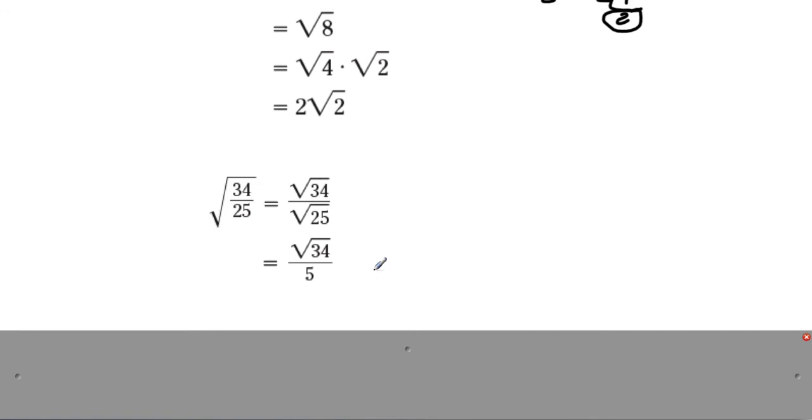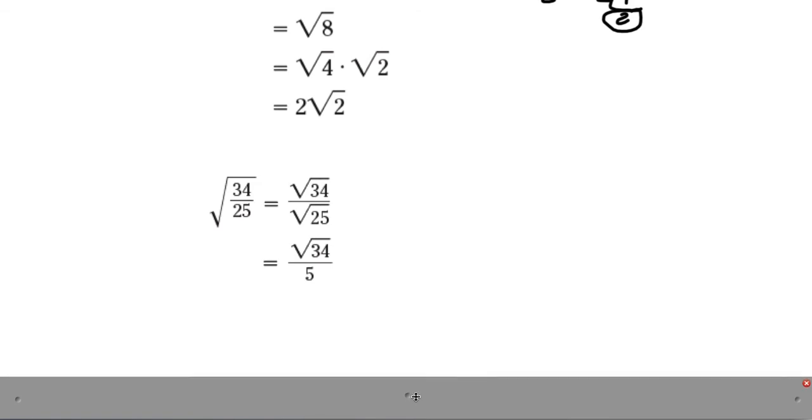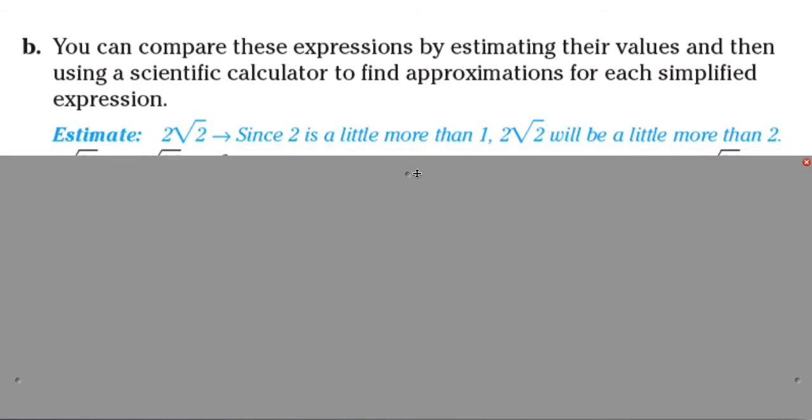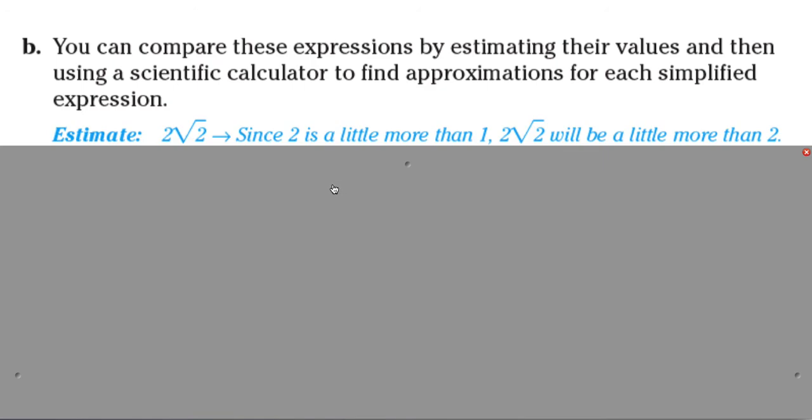So in letter B, we want to compare the expressions using greater than, less than, or equal to. We can compare these expressions, on the next slide right here, by estimating their values and then using a scientific calculator to find approximations for each simplified expression. So first, let's do some estimating. We estimate that 2 radical 2, since radical 2 is a little more than 1, will be a little more than 2.